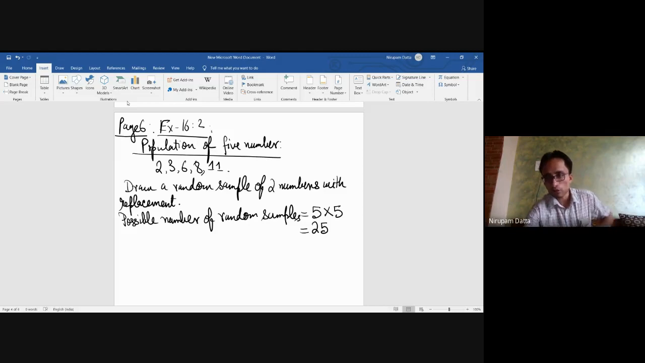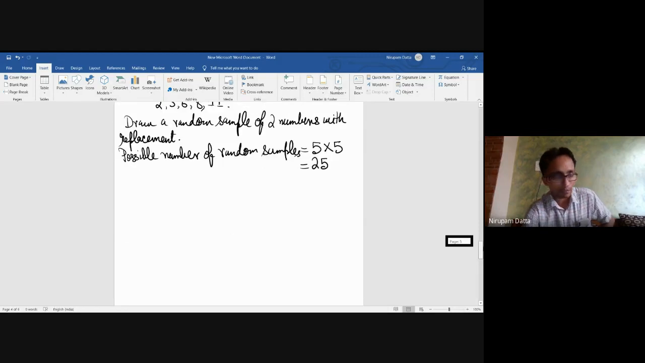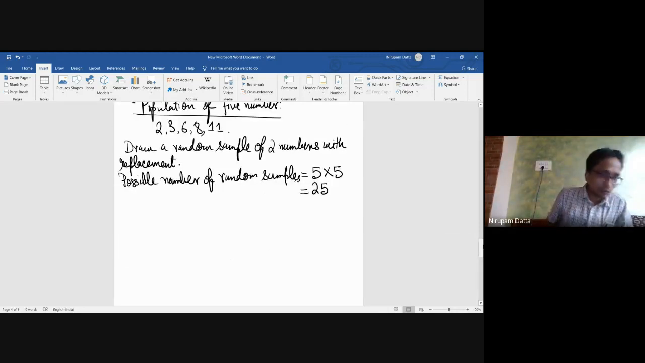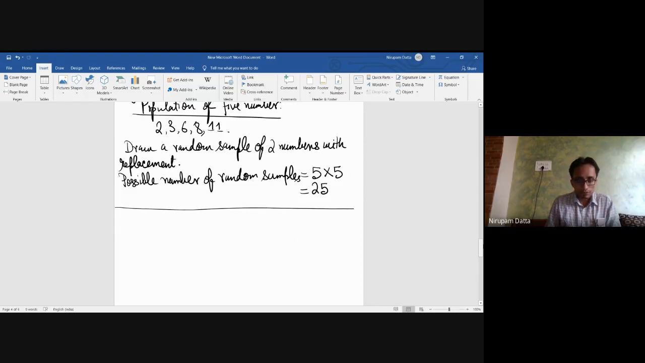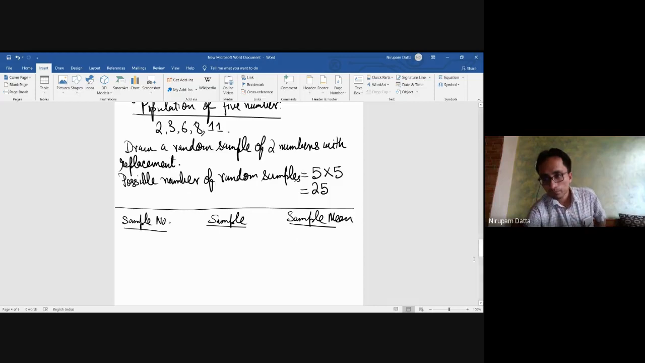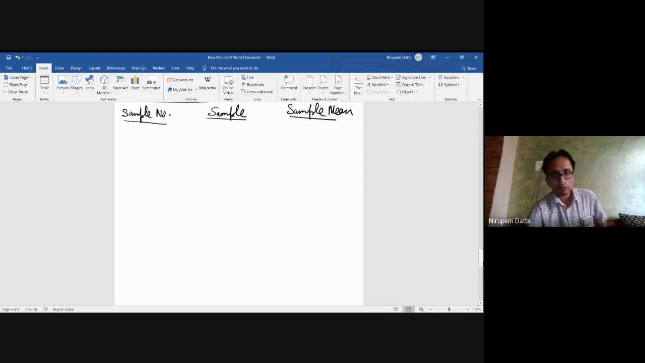Now let us see what all those random samples are. First we have to draw the random sample, then calculate the sample mean, and then calculate the standard error of that sample mean. So first, what are the possible samples? This is the sample number, this is the sample being drawn, and the corresponding sample mean. There will be 25 samples.